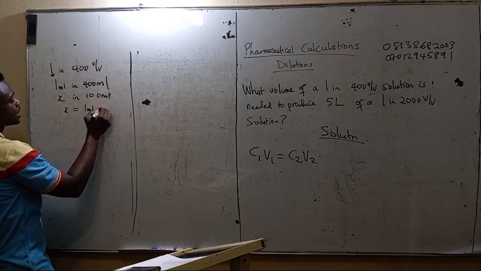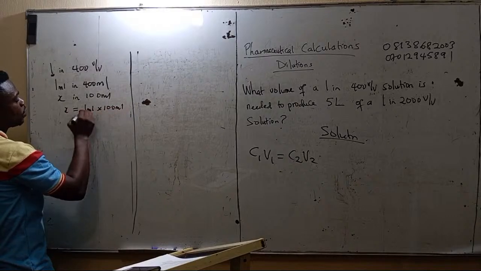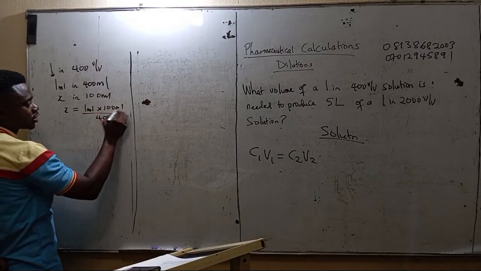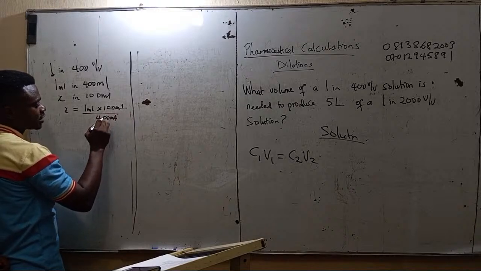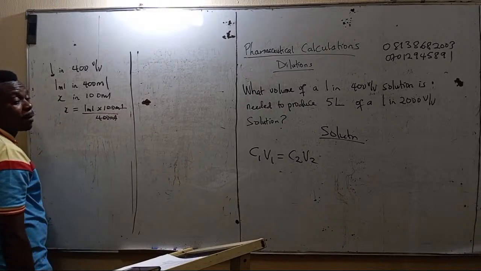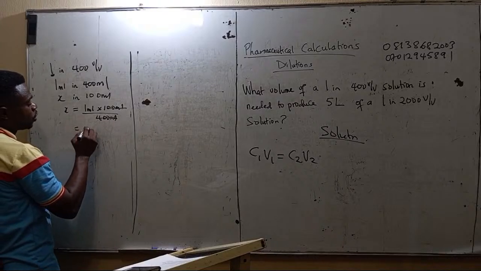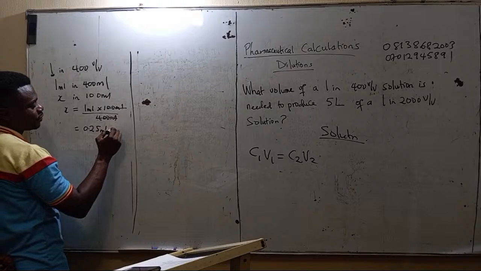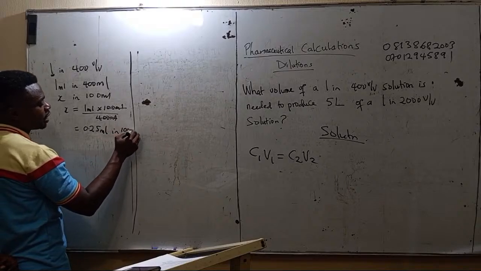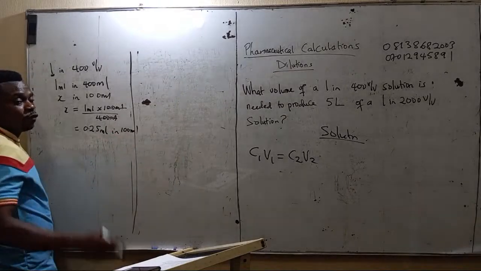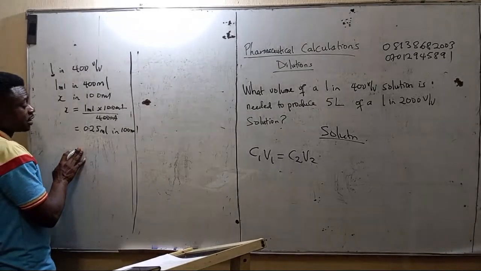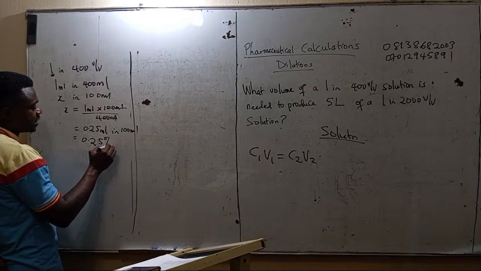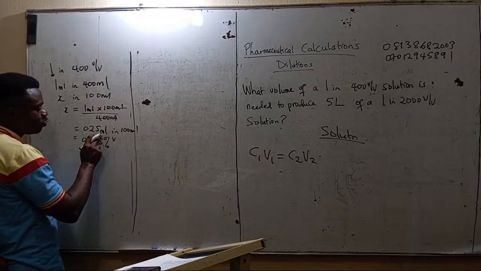So X is now equal to 1 ml times 100 ml over 400 ml. ml will cancel ml. So we have 1 over 4 ml, which is 0.25 ml. So there will be 0.25 ml in 100 ml. So if we move this to percentage, this becomes 0.25% volume.